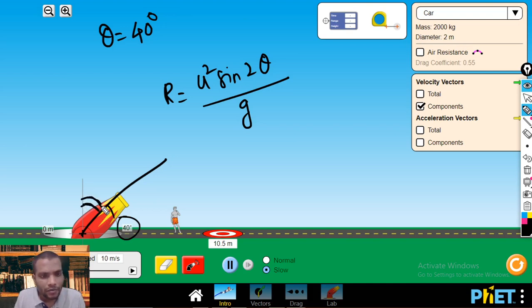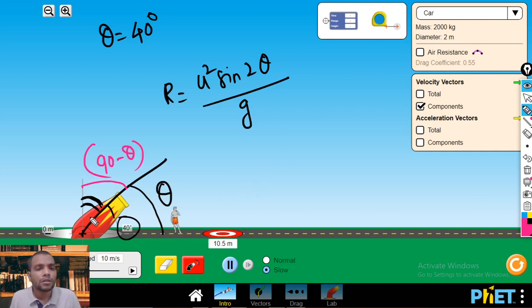Now if I measure with respect to the y-axis, and if this angle is equal to theta, the angle on the other side, how much will we write? This is equal to 90 minus theta. Common sense, because the angle between the x and y axis equals 90 degree. So this other angle is known as the complementary angle. If you take the complementary angle, will there be any change?